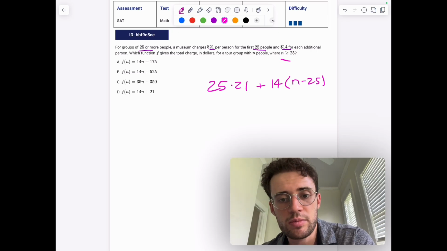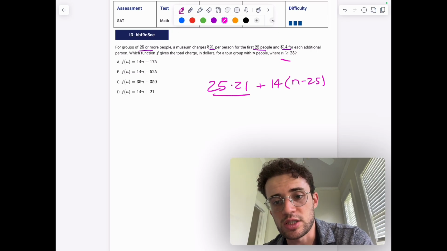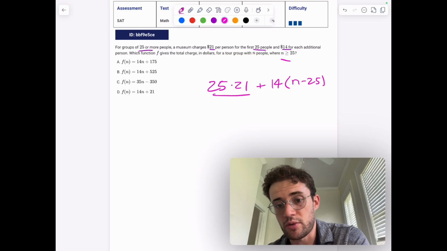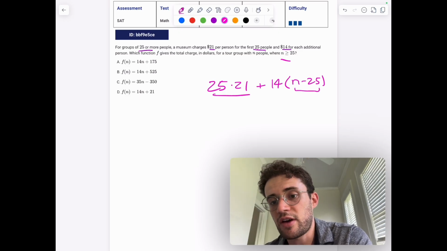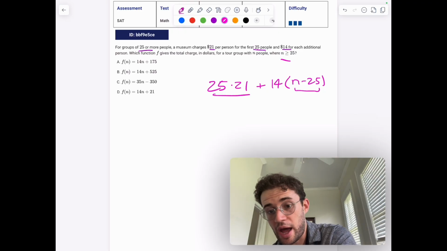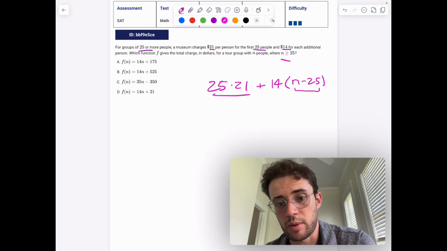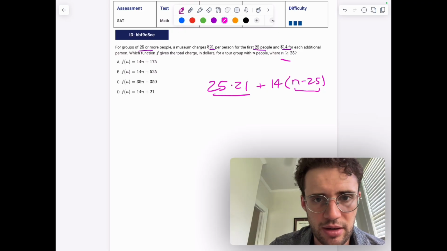All right, so this will be the cost: 25 times 21, because we know there are at least 25 people to pay the $21, and then n minus 25 represents how many people more than 25 you have, and all of those are paying 14, so multiply that by 14. They don't have something exactly like this, so we do have to distribute it.